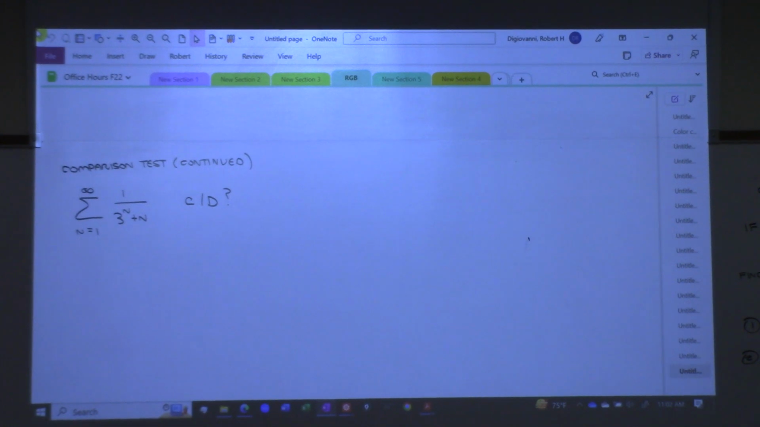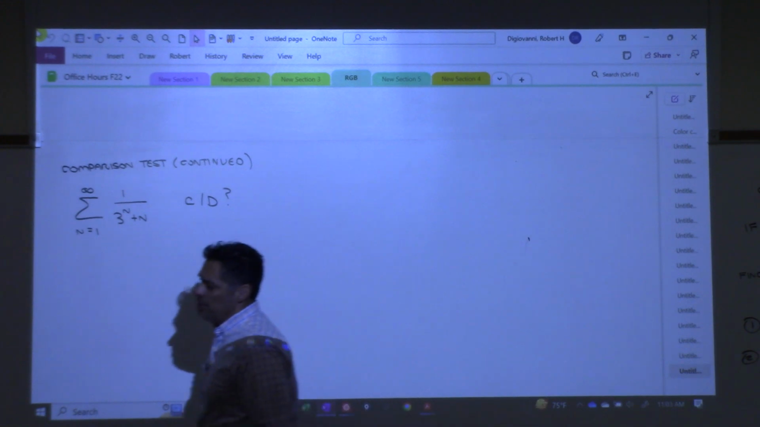And if the one that we are comparing it to converges, then we have to show that the sequence on the original series is smaller than the sequence on the one we're comparing it to. If we can do that, then the original series will converge. And the reverse of that is, if the one we're comparing it to diverges, then we have to show that inequality the other way around. And if we can show that inequality the other way around, then the original series diverges.